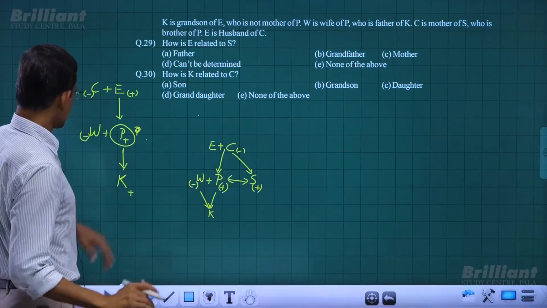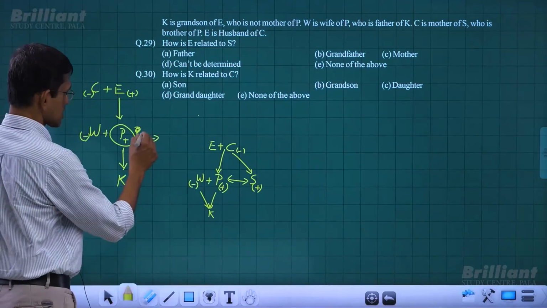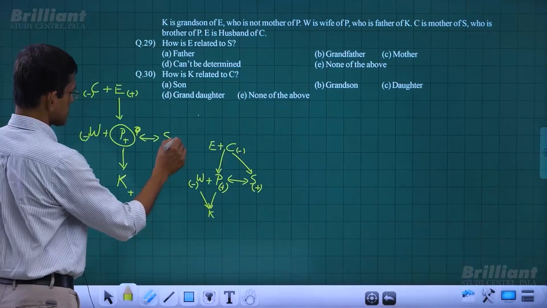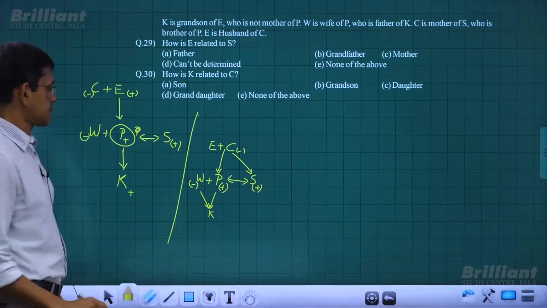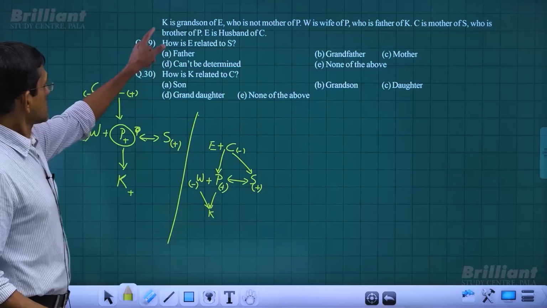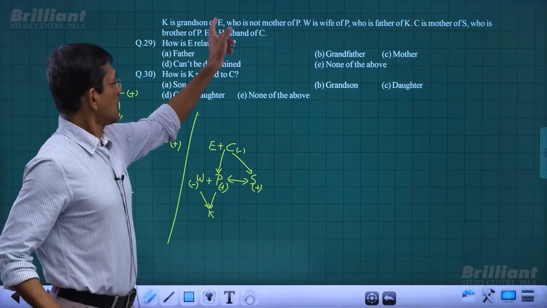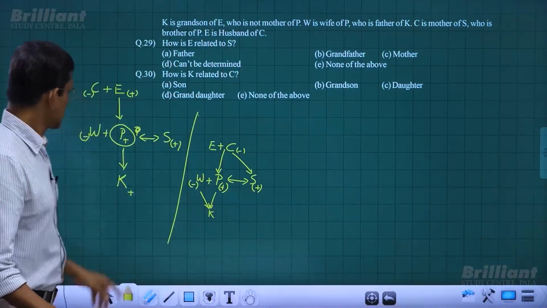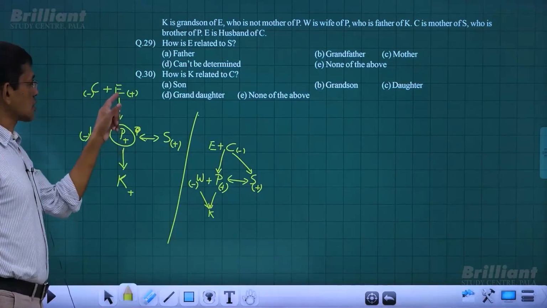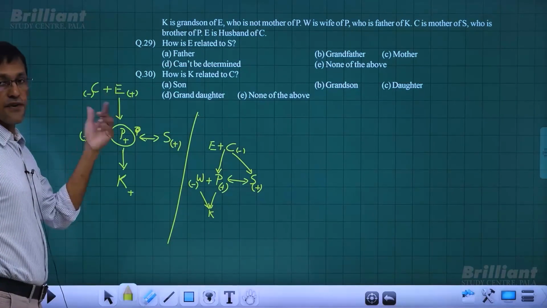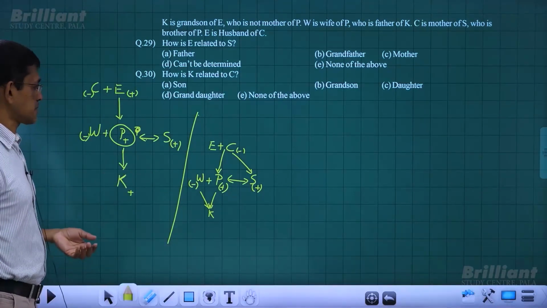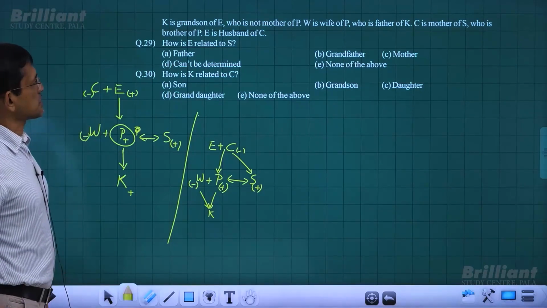And where is S? S must be the brother of P. At the same time, there is a condition. K is the grandson of E, and E is not the mother of P. Look at that. E is not the mother of P. That's correct. E is the father of P. So this is the arrangement we have.